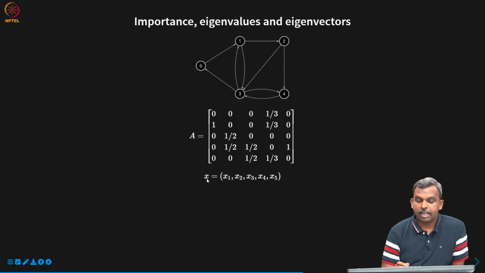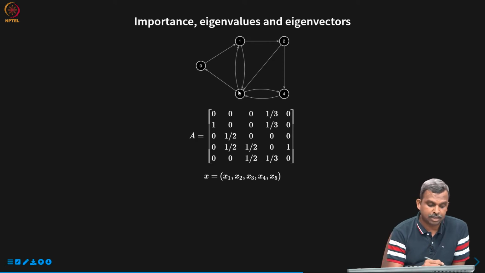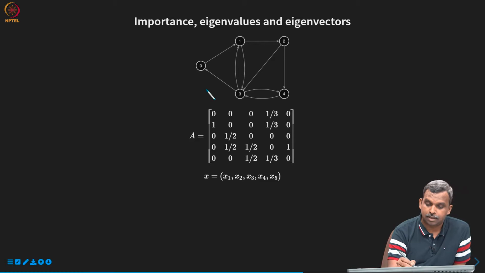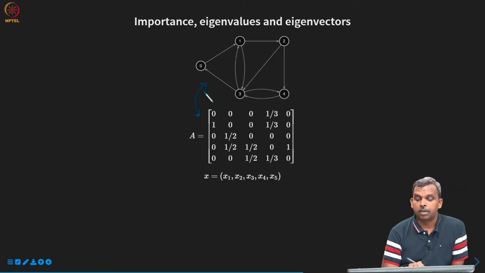Okay, and define this vector of importances x1, x2, x3, x4, x5 and write it out like this. So I haven't exactly told you where this comes from. This matrix is associated with this graph, by the way. This is the web graph, and this matrix is associated with this graph. I've put this graph here just for illustration.